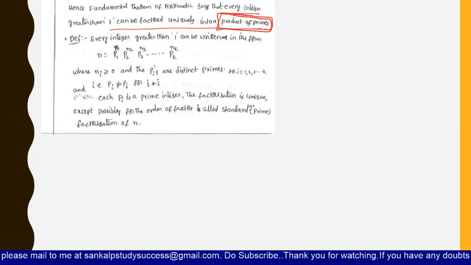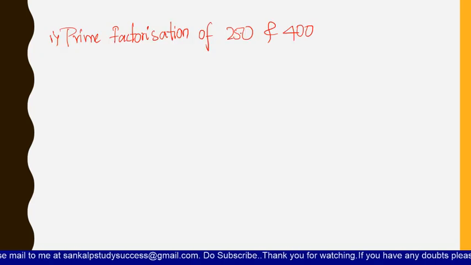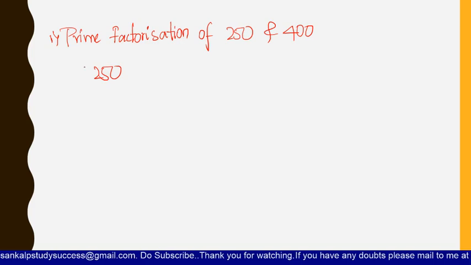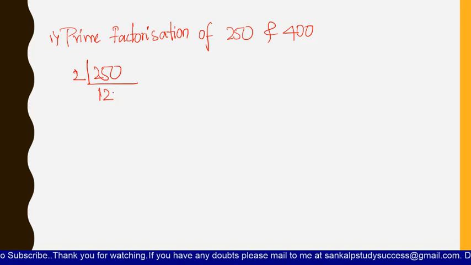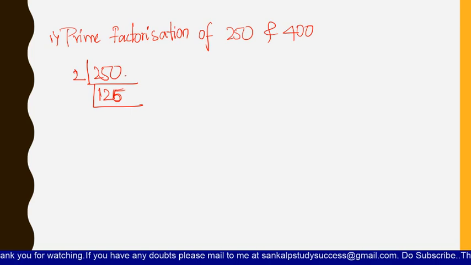Now let's see an example so that you can understand much better. Prime factorization of 250 and 400. How do you factorize 250? We need to express 250 as a product of primes. So by using the prime factorization method, let's divide. The smallest prime number is 2, so let's take 2. 2 ones are 2, 2 twos are 4, 2 fives are 10. So that means 125 times 2 will give 250.